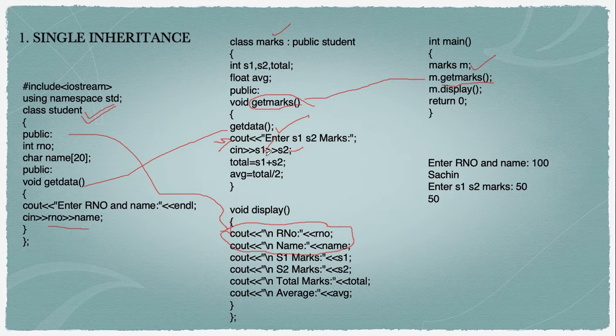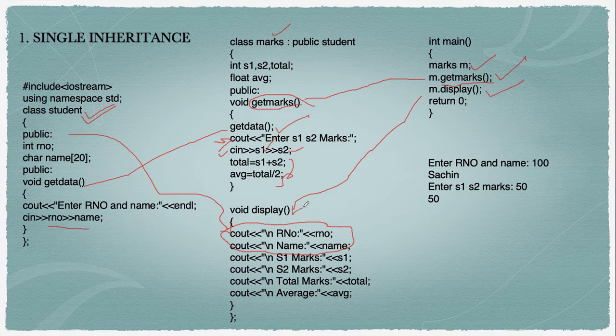Once the values are entered, the system will calculate the total and average, and then store them into the total and average variables. That get marks function is over now. Next, the main function will call the display function, which is in the marks class, by using the m object. Here is the display function.